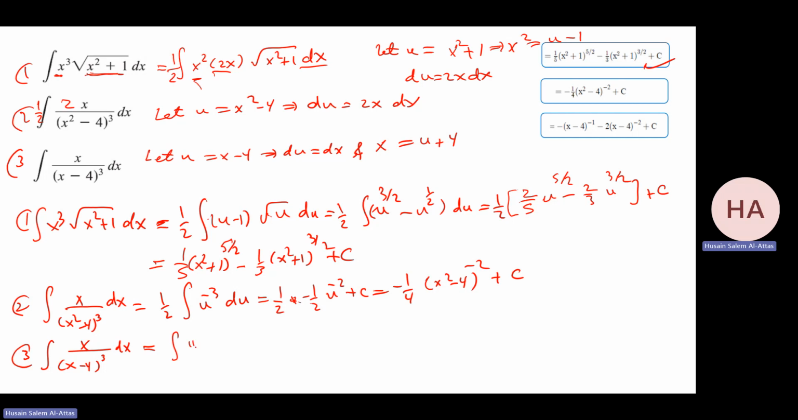That gives me what? x is u plus 4 over u cubed du, which is u to the power minus 2 plus 4 u to the power minus 3 du. Now I can do the integration. It will be what?